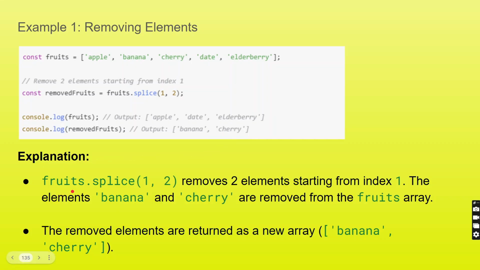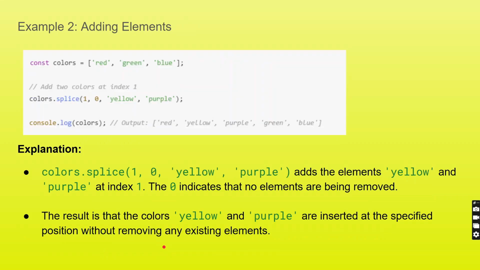Explanation. fruits.splice(1, 2) removes two elements starting from index 1. The elements banana and cherry are removed from the fruits array. The removed elements are returned as a new array, banana and cherry.